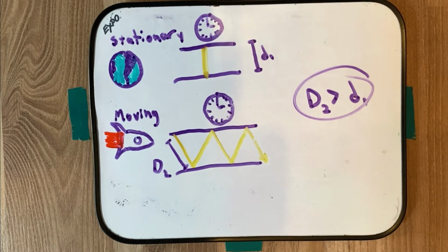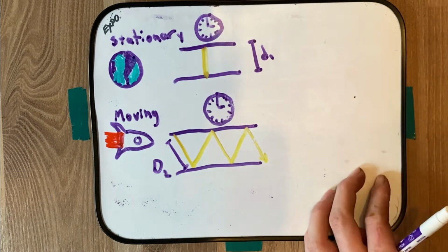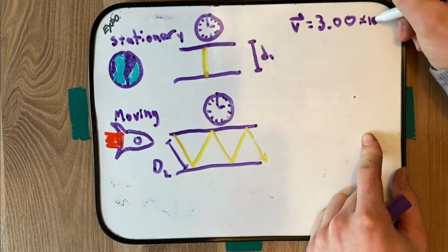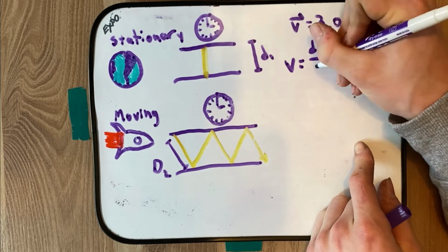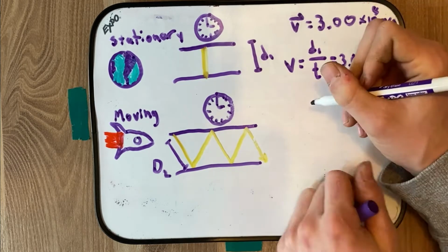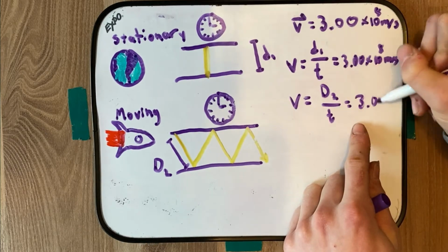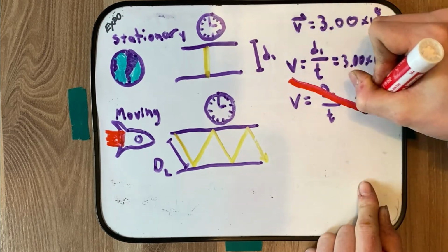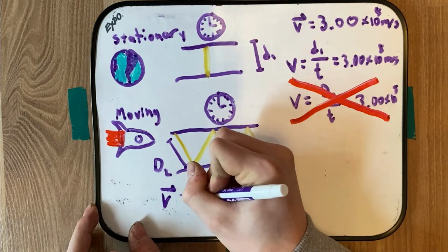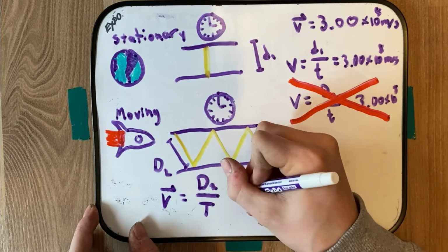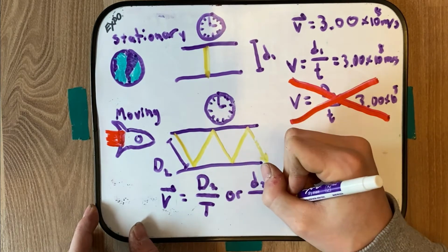This means that the light in the moving clock must travel a greater distance between each bounce in the same amount of time as the stationary clock, if time was constant in the universe. However, following Einstein's second postulate, the speed of light will always travel at 3.00 times 10 to the 8 meters per second. It is not possible for the light of the moving clock to travel a greater distance in the same amount of time as the stationary clock.